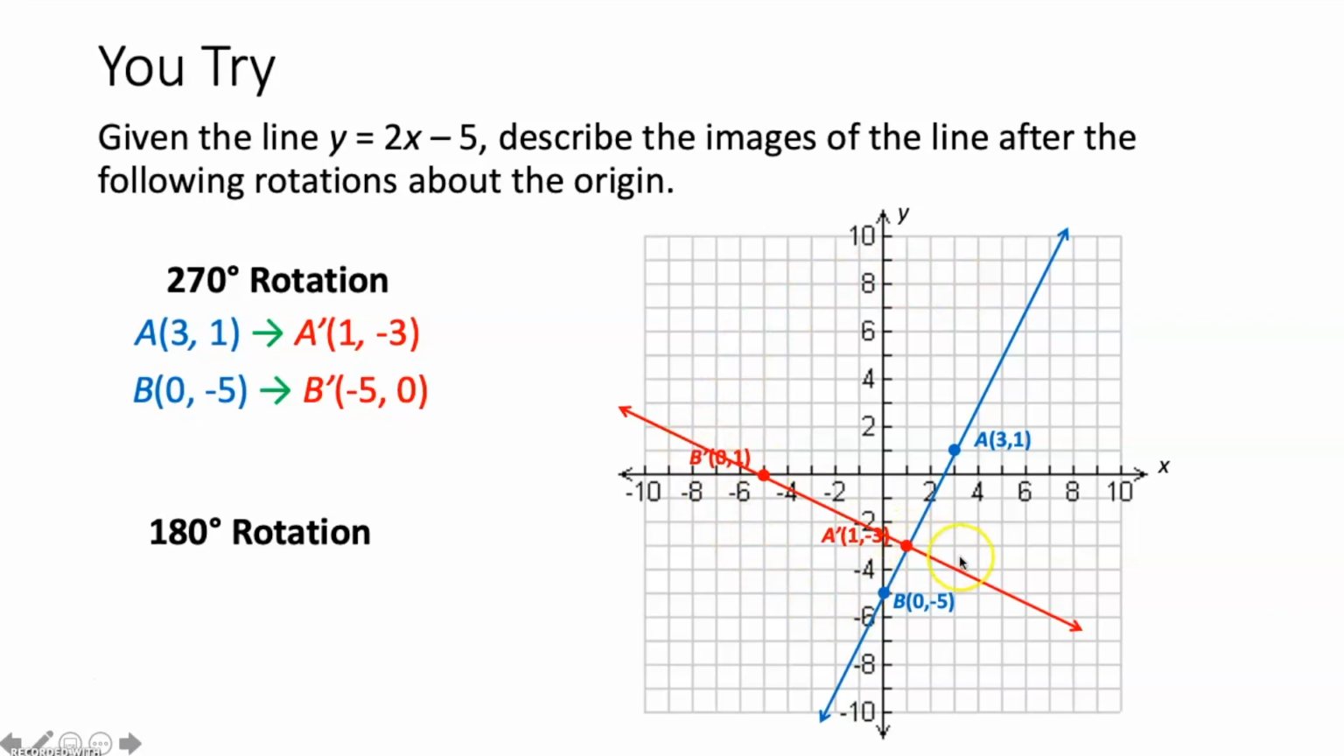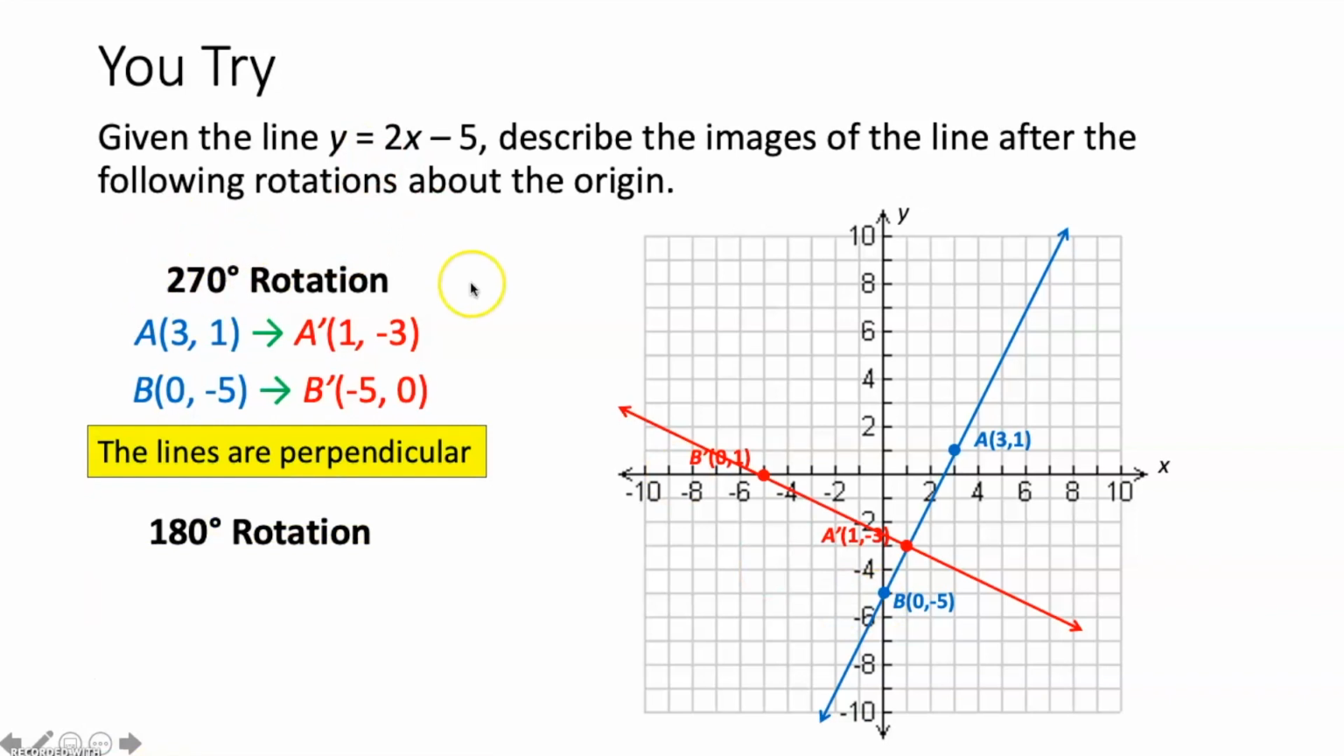Now, how are these two related? Let's describe them. It looks like they are, again, perpendicular to one another. So it doesn't matter whether you're rotating a line 90 degrees or 270 degrees, you're going to be perpendicular to the other line. Let's look at the 180 degree rotation now.